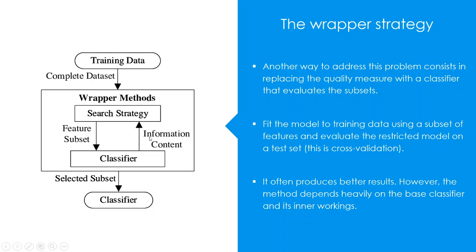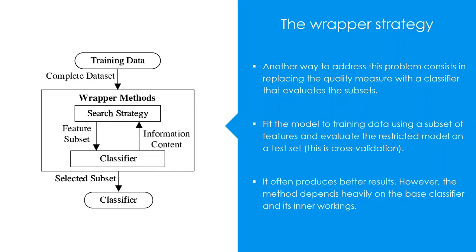And of course, the evaluation of the classifier is something that is going to flow back to the search strategy. So here is an information loop between the search strategy and the evaluations produced by the inner classifier. And at the end, we want to produce a subset of features, the ones we are going to use to build the final classifier or the regression model.